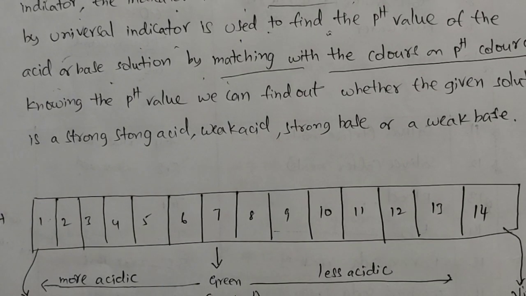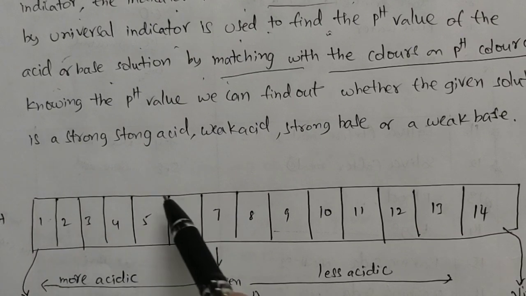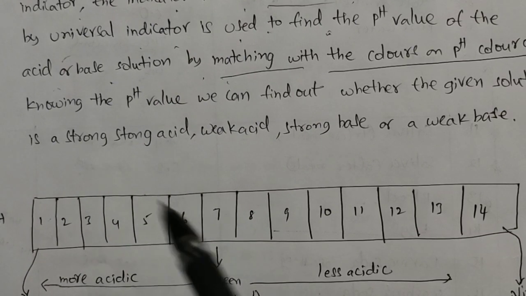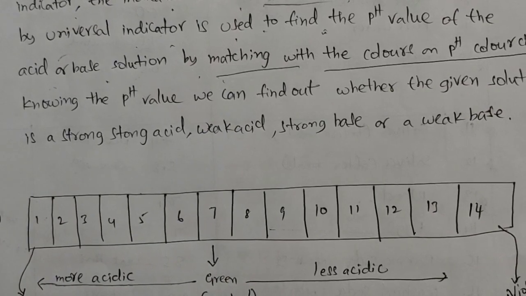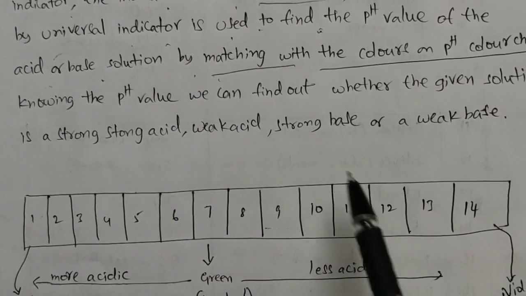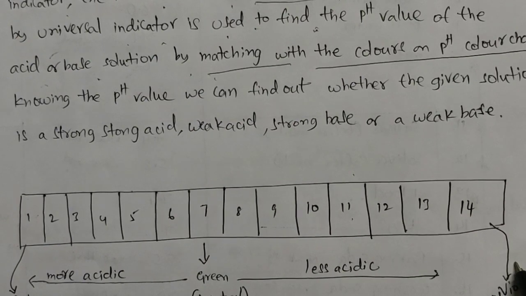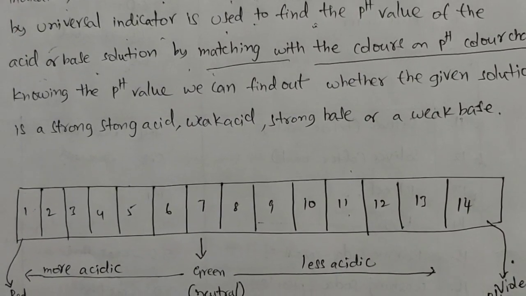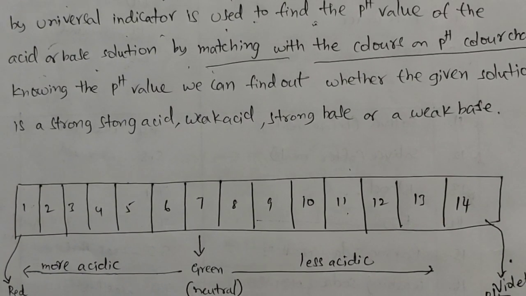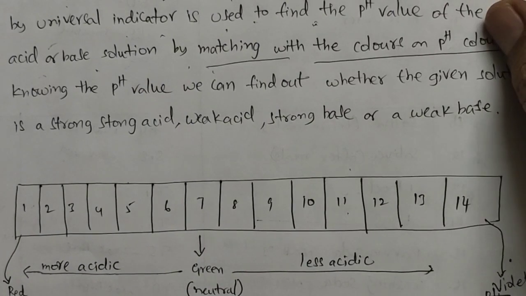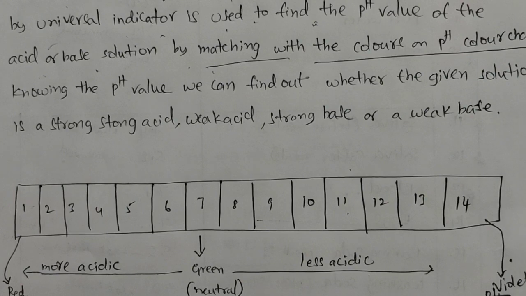I can't write the colors here, right? So at pH 1 the color is red, at pH 4 to 5 the color is orange, at pH 7 it is green, at pH 10 to 11 it is blue, at pH 14 it is violet. So like this, a pH paper is provided, a universal pH paper. It shows different colors at different pHs.